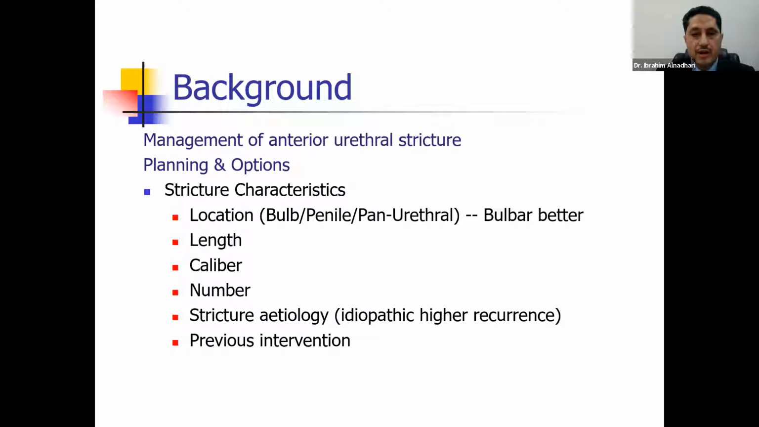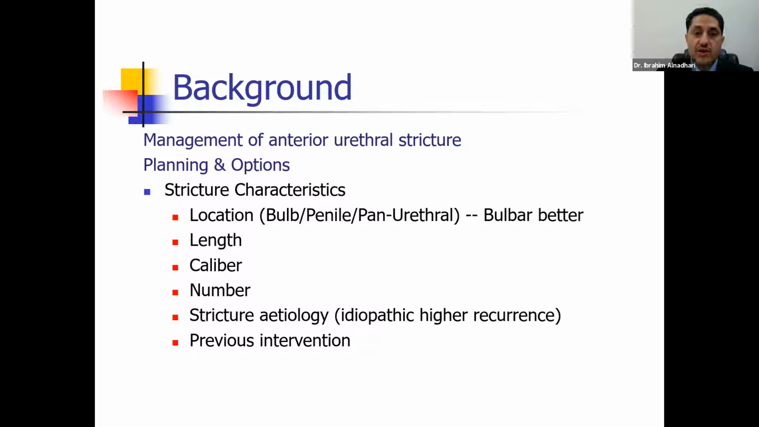As all of us know, in the management of anterior urethral stricture there are a lot of variables that control our decision, and planning for this management should be done before going to the surgical procedure. The first important thing is the stricture characteristics, including the location of the stricture, whether it's penile, bulbar, or panurethral. Also the length of the stricture. For example, for visual urethrotomy, if the stricture is less than 1 centimeter, it has a better prognosis and less recurrence than more than that.